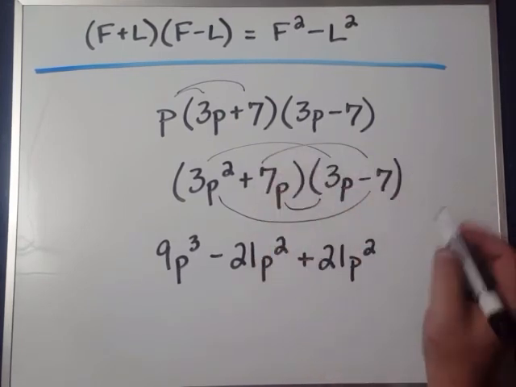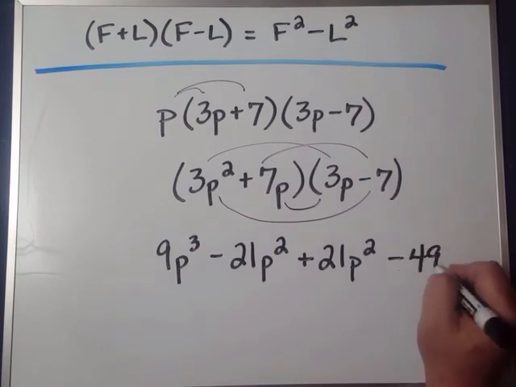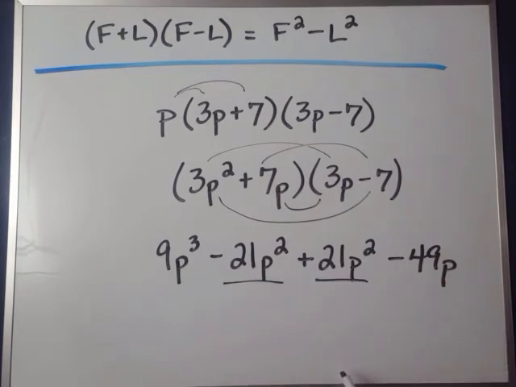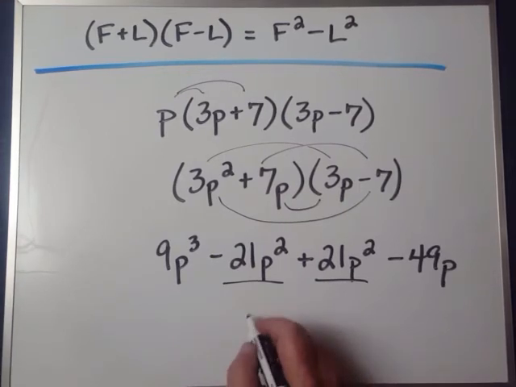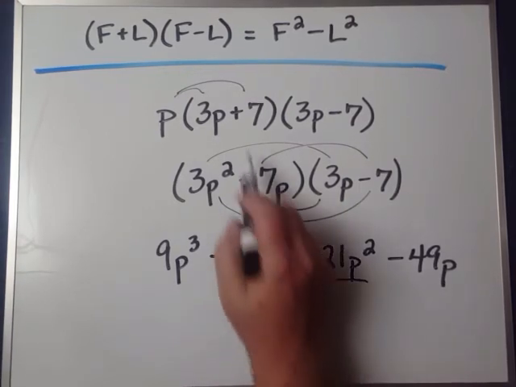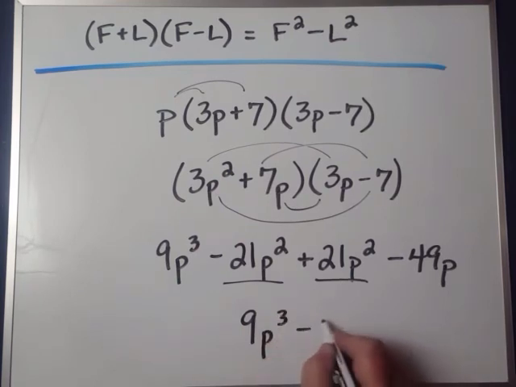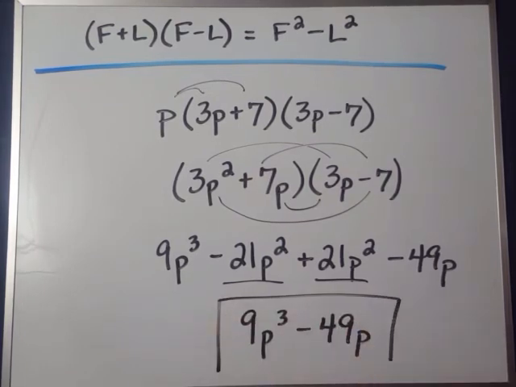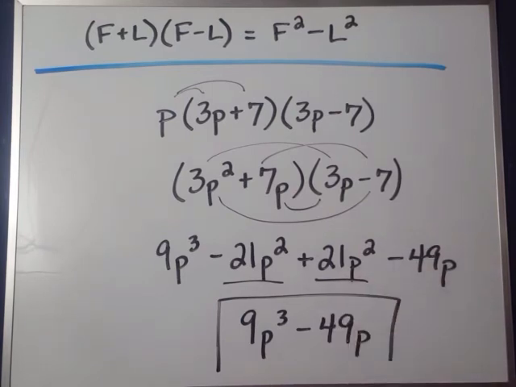Product of the last, watch your signs, minus 49p. Combine like terms. These like terms subtract out, which honestly, looking at the original problem, shouldn't surprise me. And I've got my answer. And there's no problem with that because we never broke the rules of algebra.